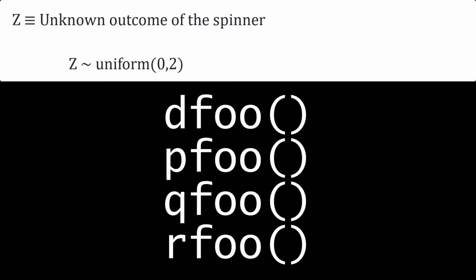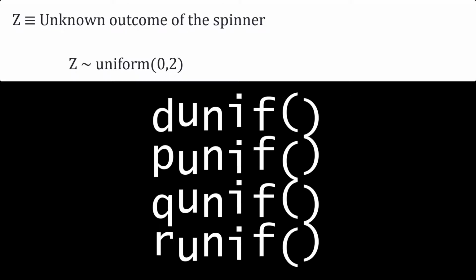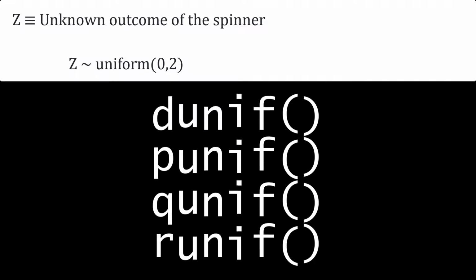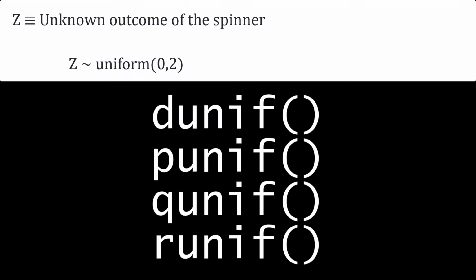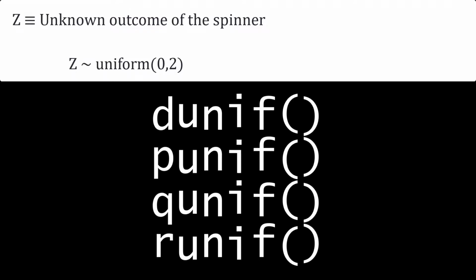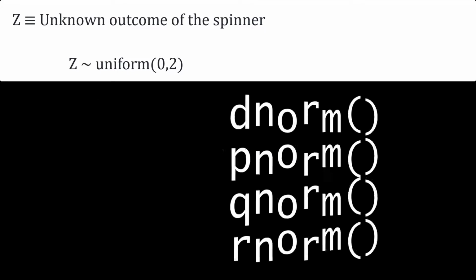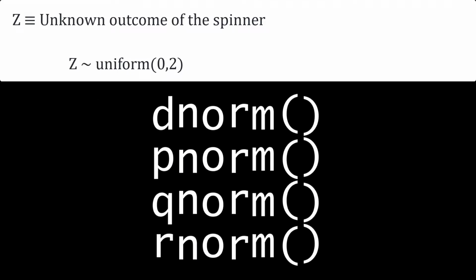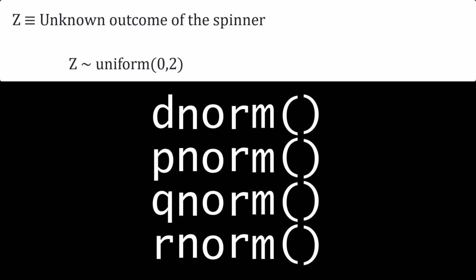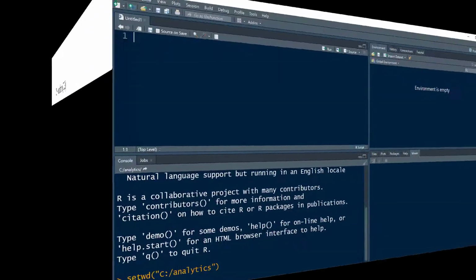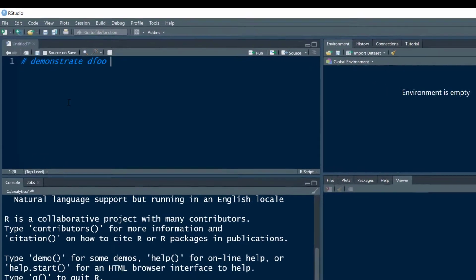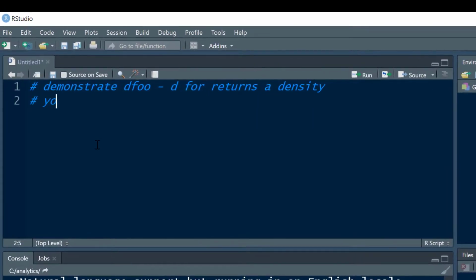For the continuous uniform distribution, that abbreviation is UNIF, U-N-I-F, and thus the functions we will learn are dunif, punif, qunif, and runif. If you were investigating the normal distribution, then the functions would be dnorm, pnorm, qnorm, and rnorm. But let's learn the 4 functions using the continuous uniform distribution as our foo plug-in distribution.